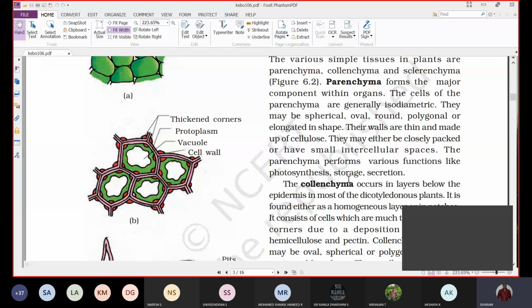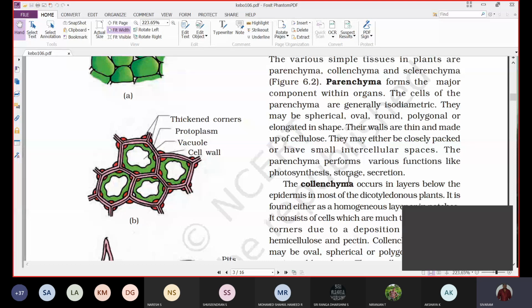And next, they may either be closely packed or have small intercellular spaces. When you observe the parenchymal cells, either they are very closely placed without any intercellular space, or in some places they have large intercellular spaces also.